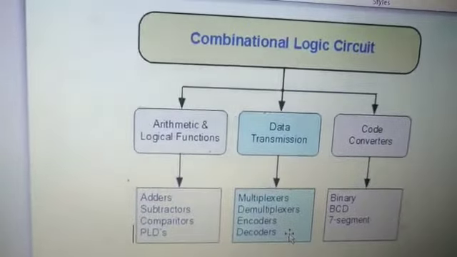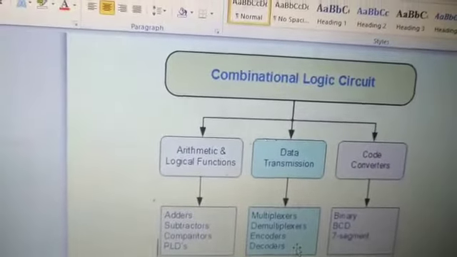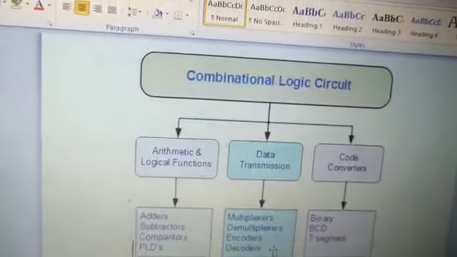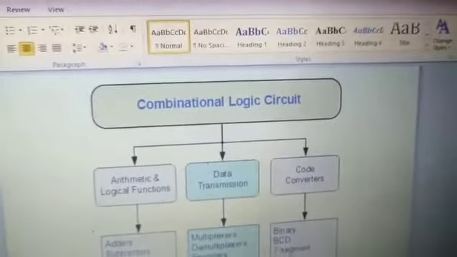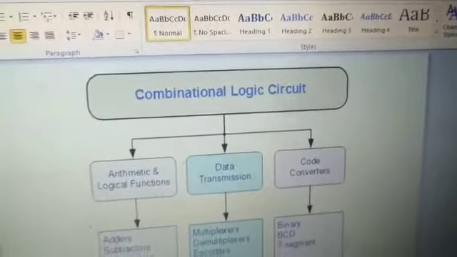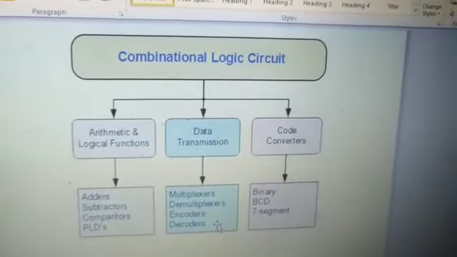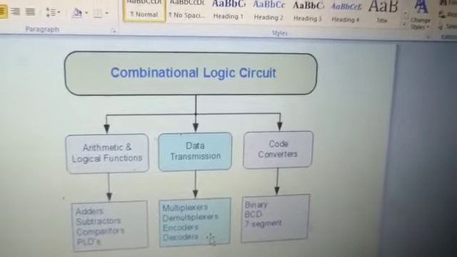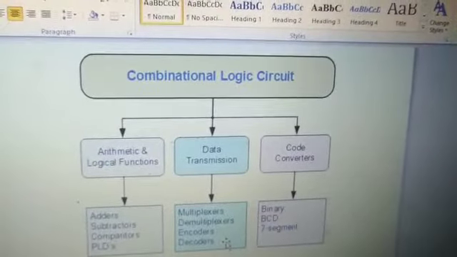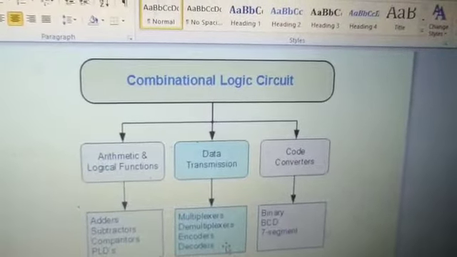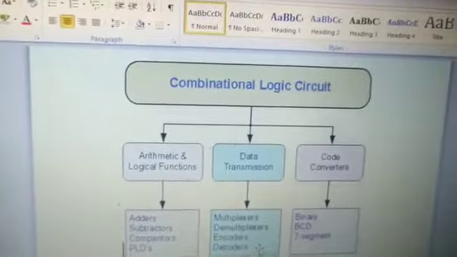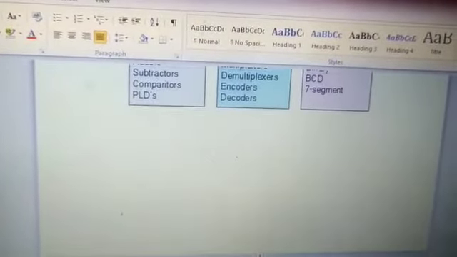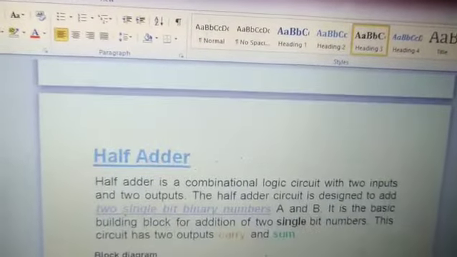So, adder. There are two types of adder: one is half adder and the other is full adder. The half adder will add only single bit binary information, and the full adder will add multiple bits of information. I am proceeding, and I will explain the half adder in detail.